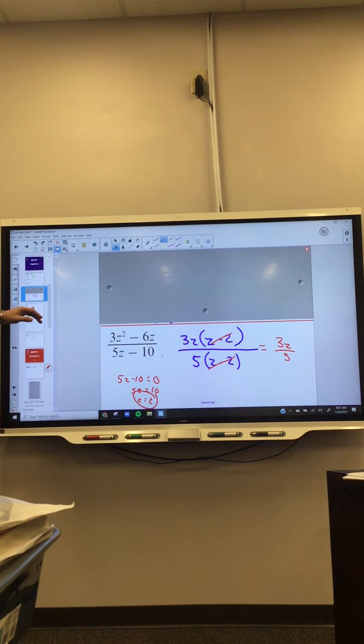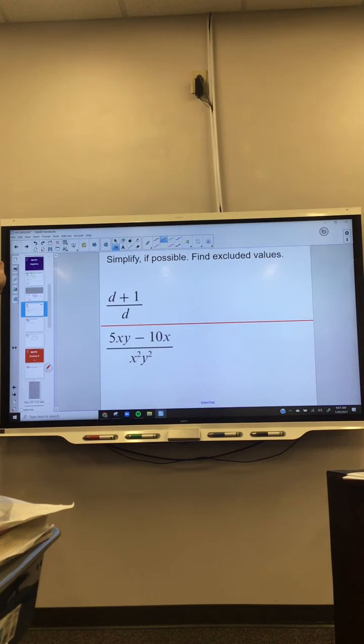Okay, we'll come back to that in just a second. Simplify these two and then find excluded values. You guys can do that one on your own.